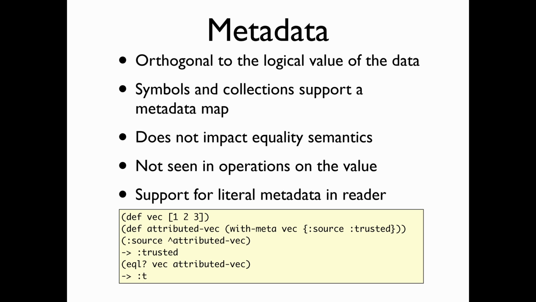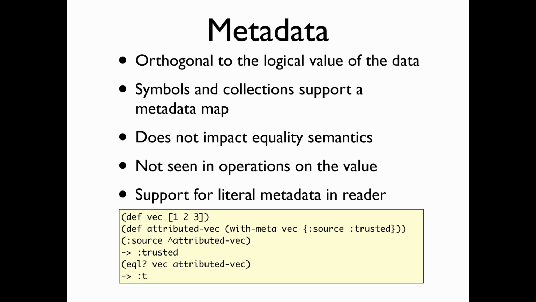And keywords are functions of maps. So this says the source of the metadata of attributed vec, which is trusted. So keywords are functions. That's very handy when you use maps. It allows for very easy to read code. This is just, again, reader syntactic sugar, read macros, the same kind of stuff from Lisp. But then I can compare these two. One has metadata, the other one doesn't. And they're equal.